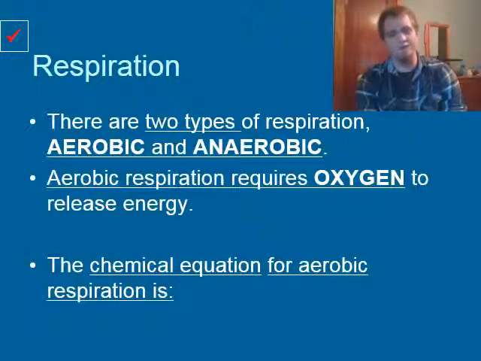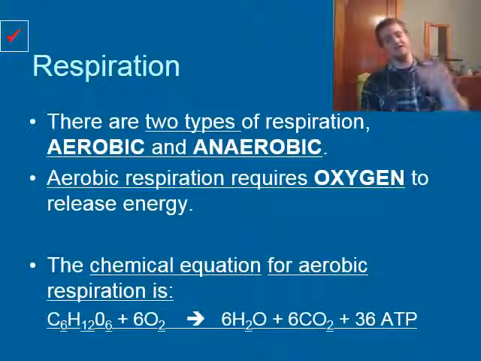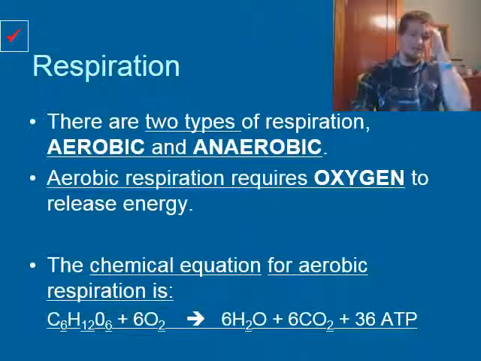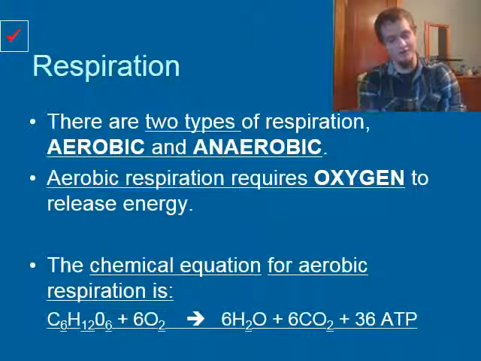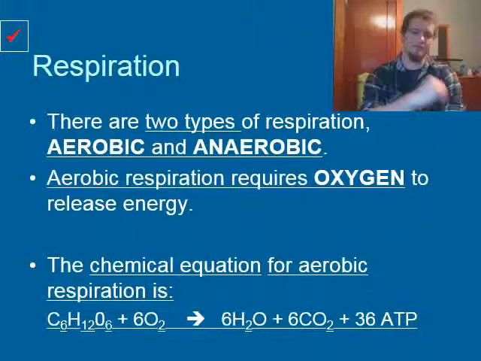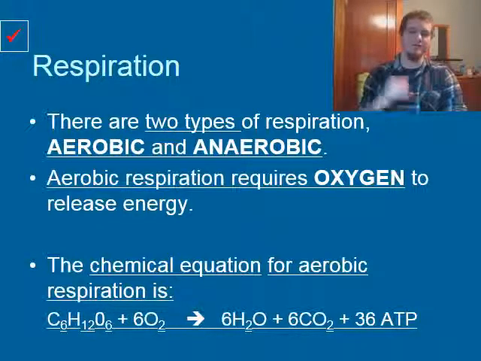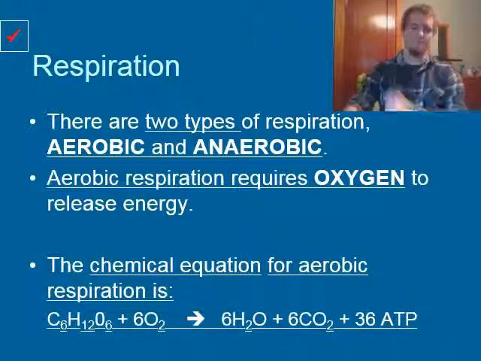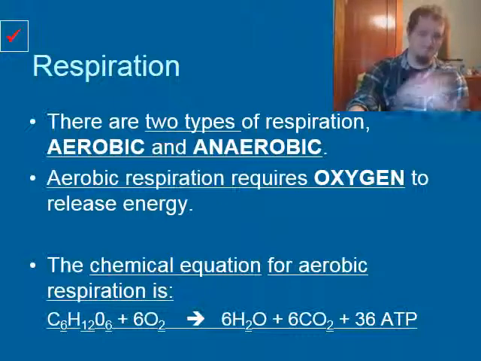So the chemical equation for aerobic respiration is as follows. We have C6H12O6, which if you remember from last time is glucose, as well as 6 molecules of oxygen. From here, our products are 6 molecules of H2O, 6 molecules of CO2, and a net gain of 36 molecules of ATP. So we're getting a pretty big amount of energy from this glucose. How do we do this? Well, let's go ahead and move on to the next slide and find out.